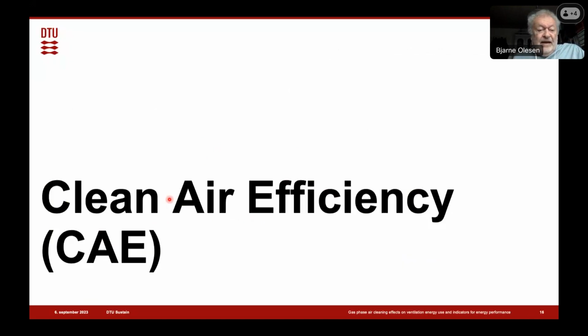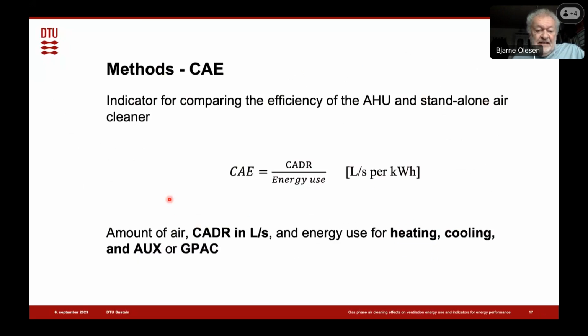To evaluate the effects of the air cleaner, we introduced a parameter, which was also mentioned by AIVC, called clean air efficiency. The clean air efficiency is a relation between how much clean air is delivered, the clean air delivery rate, and the energy use for obtaining this clean air delivery rate. So it's liters per second per kilowatt hour.